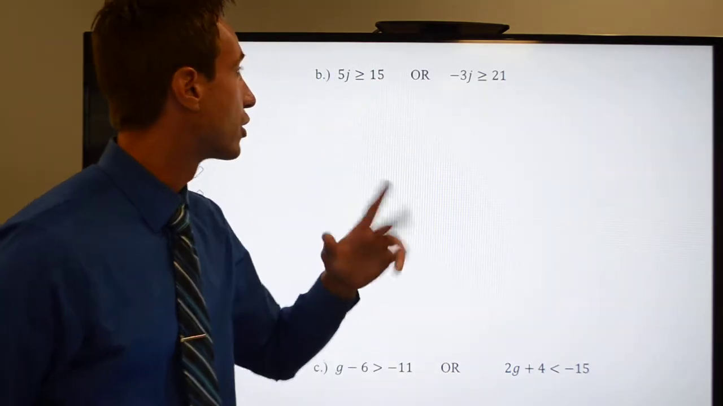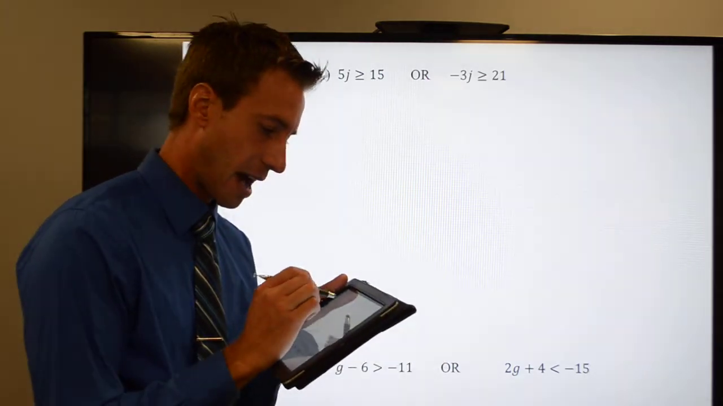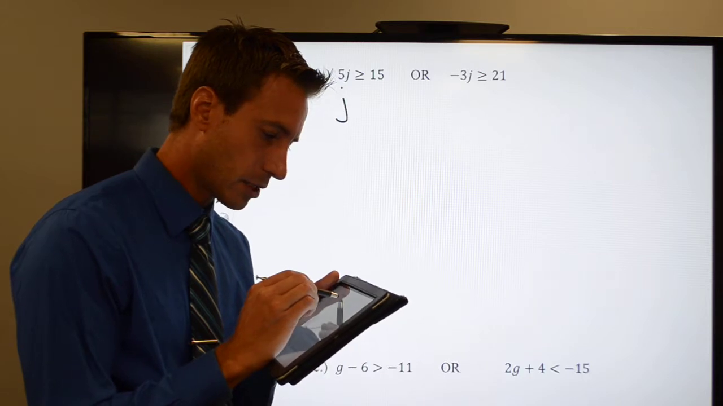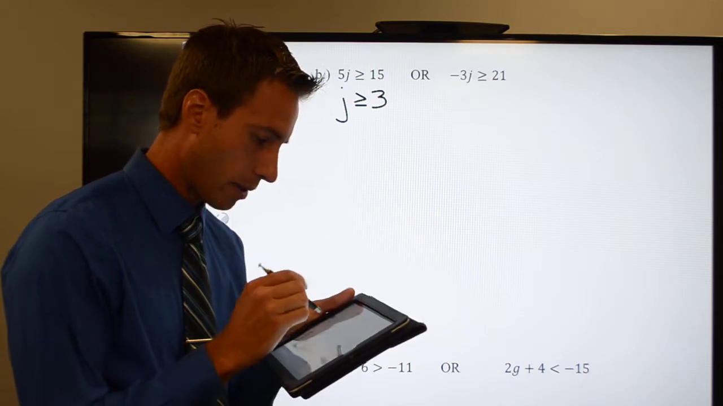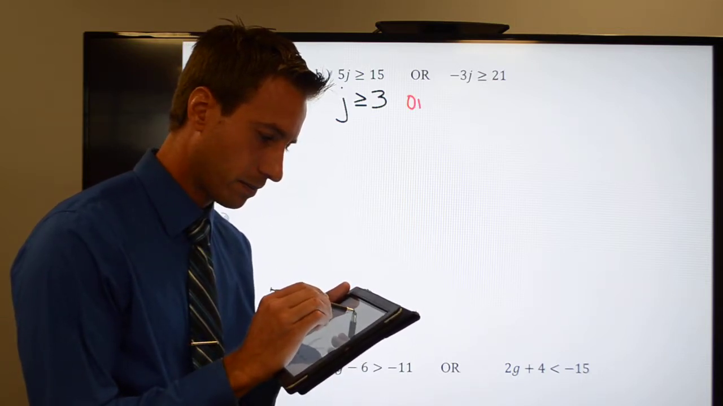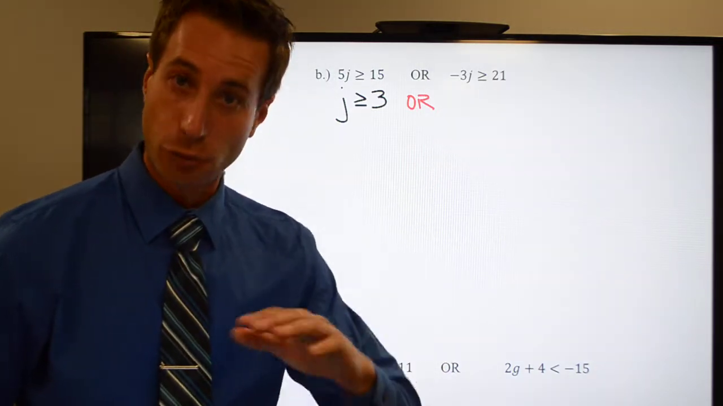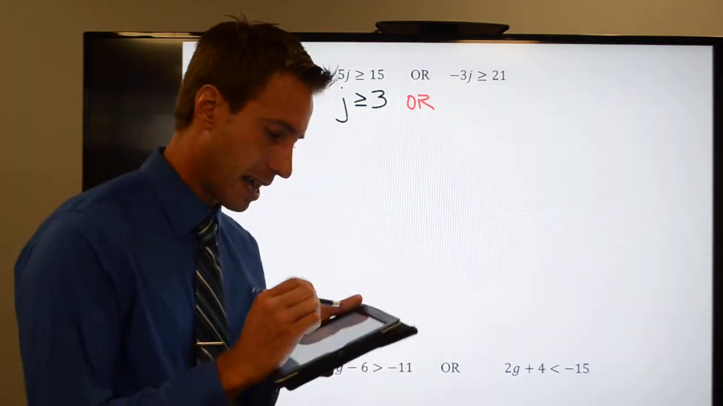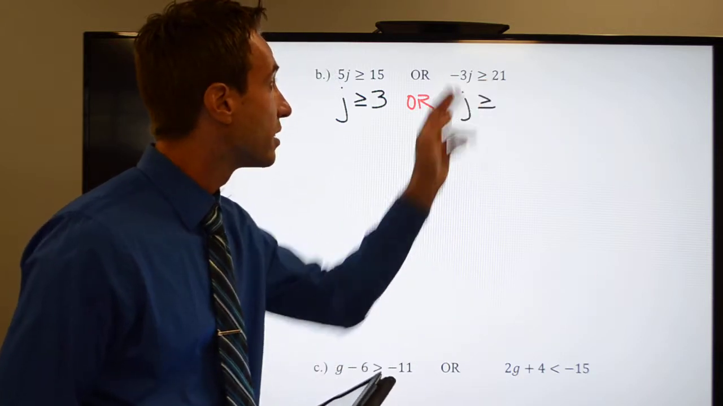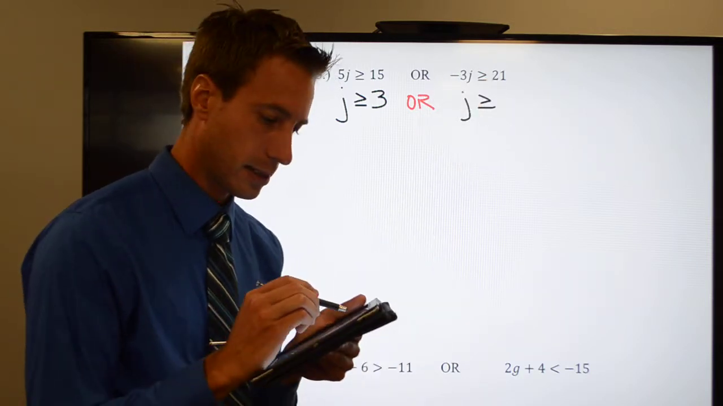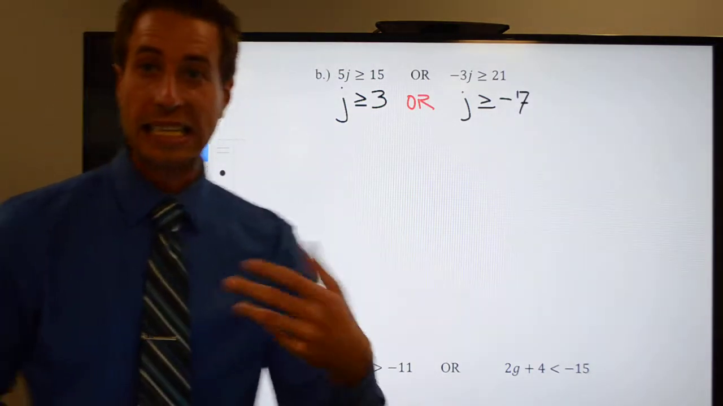I have 5j is greater than or equal to 15. I need to solve for j, so divide both sides by 5. So j is going to be greater than or equal to 15 divided by 5, which is 3. Or, let me make it in red so we know, or. Now I'm going to need to solve for j again. I'm multiplying by a -3, so divide both sides by -3, and we're going to get j is greater than or equal to 21 divided by -3, which is -7.